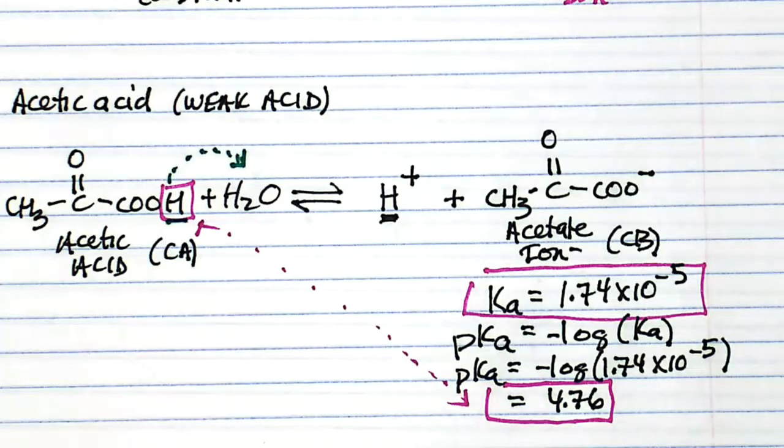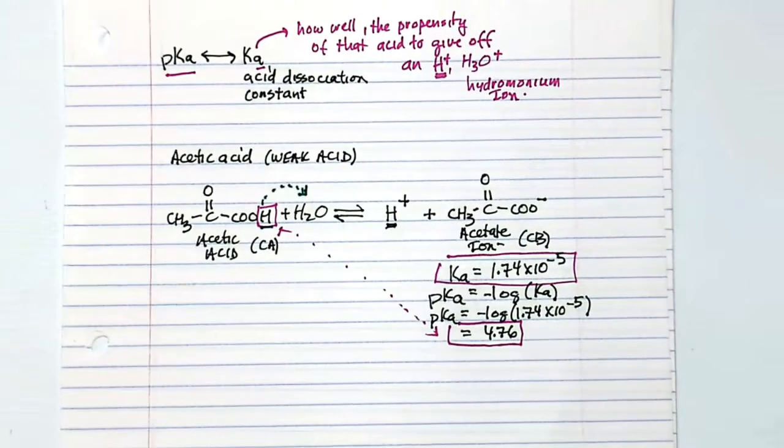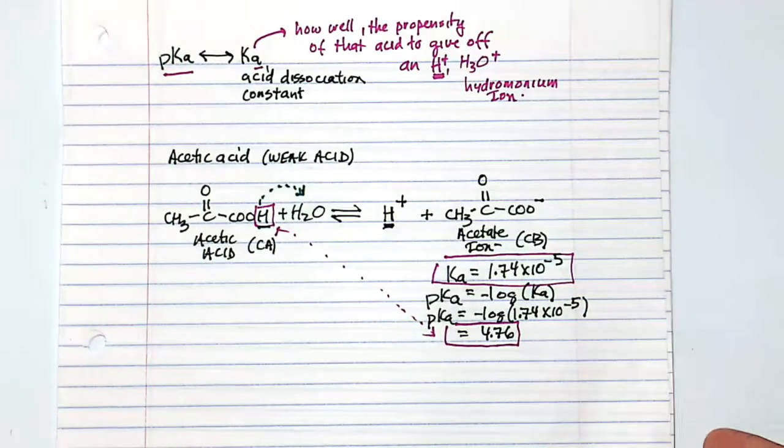So you really have no way of comparison. 4.76 for acetic acid, is that a good acid? Is that a bad acid? Well, what's your reference? Usually you want to compare this to the pKa's of other acids. So let's take a look at another acid as our example. Let me zoom back out of here and look at another example of this.